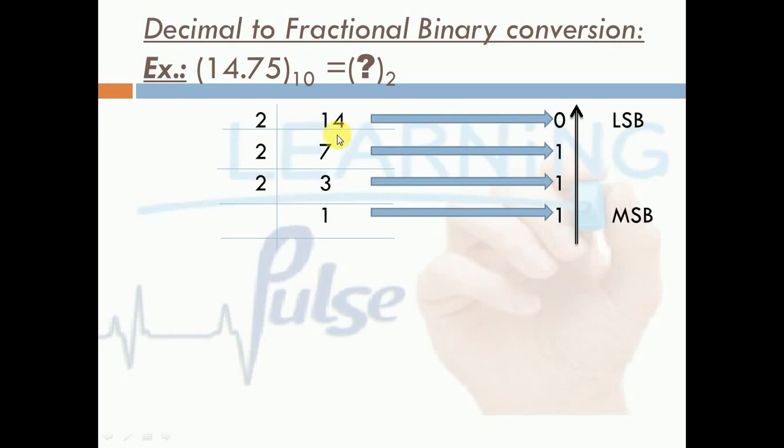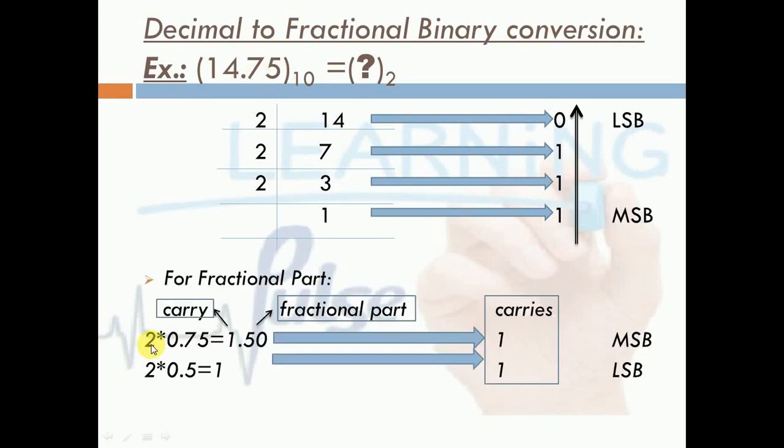Now we have to carry out the conversion for the fractional part, that is the part which is followed by the decimal point. We have to take the product of 2 and the fractional part, and we have to do it until we get the answer as 1. So when we are multiplying 0.75, which is our fractional part, by 2, we are getting the answer as 1.50.